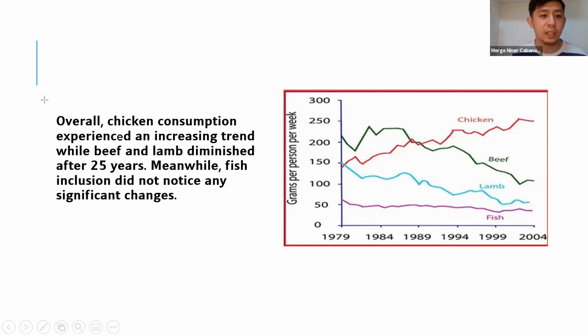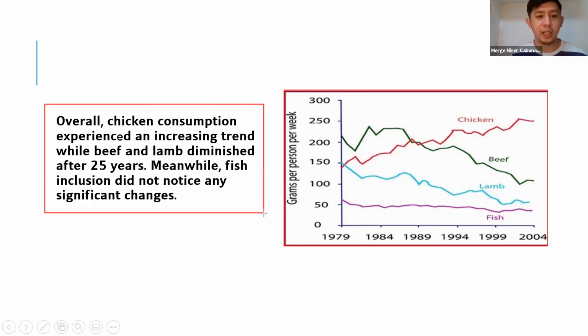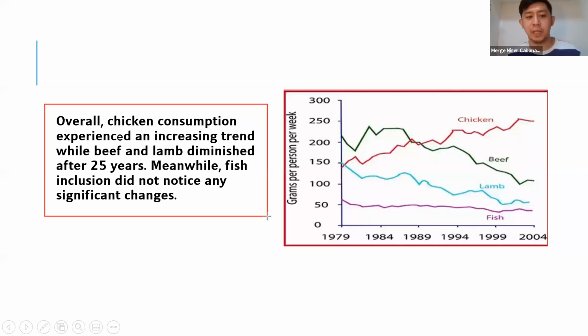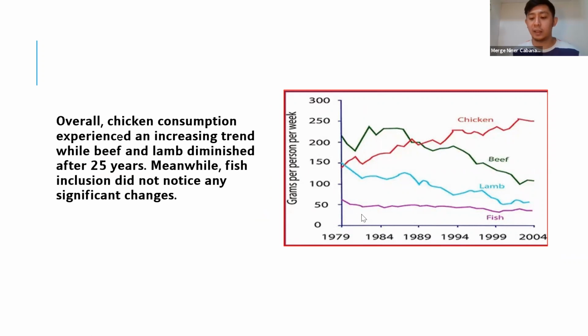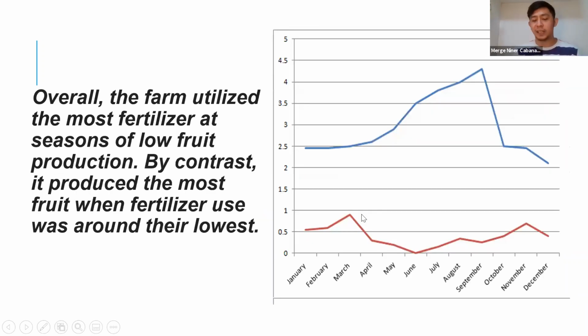So overall, chicken consumption experienced an increasing trend, while beef and lamb diminished after 25 years. Meanwhile, fish inclusion did not notice any significant changes for a 25-year period. Since I've mentioned 25 years already, there's no need for me to repeat that information since it will be repetitive, okay? So this is my sample general overview. You have to present the trend, the movement of the line. Okay, what about this? Take a look.